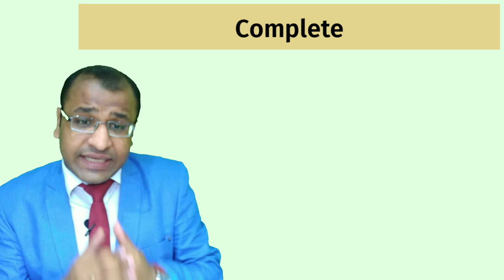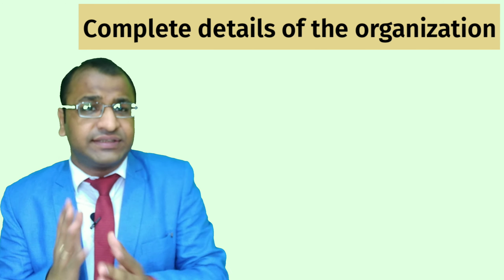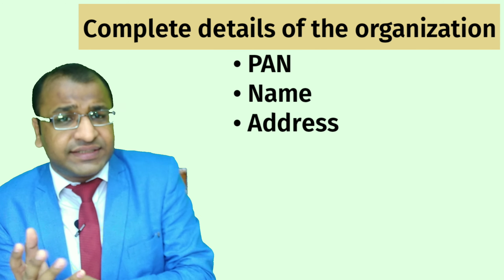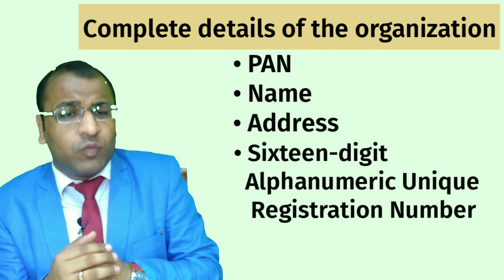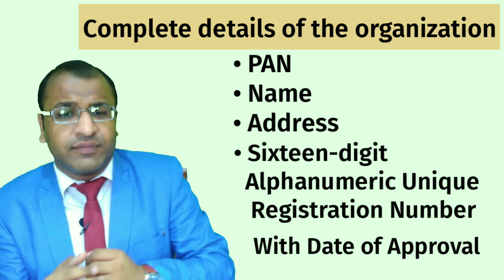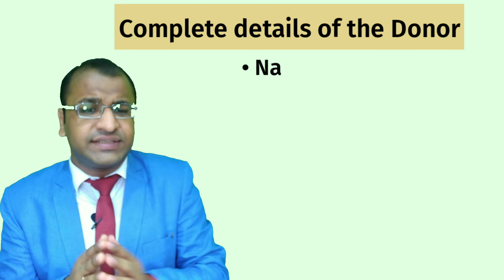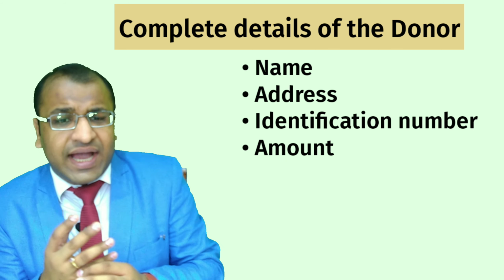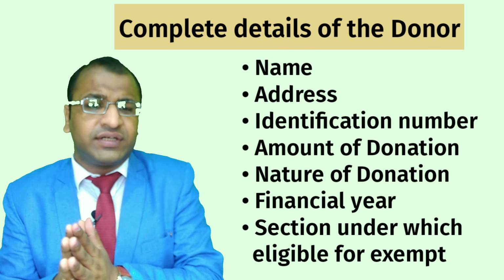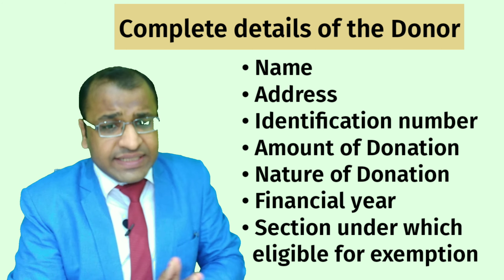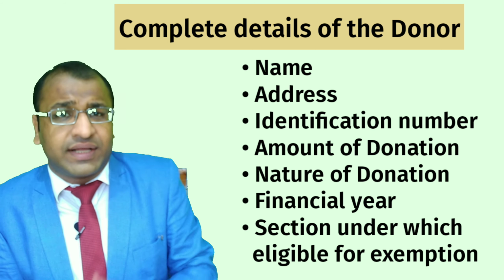The complete details of the registration of the organization such as the PAN, name, address, 16-digit alphanumeric unique registration number with the date of approval shall be included. It shall also contain all the details of the donor such as the name, address, identification number, amount and the nature of donation, financial year to which it pertains and the section under which the donation is eligible for exemption.